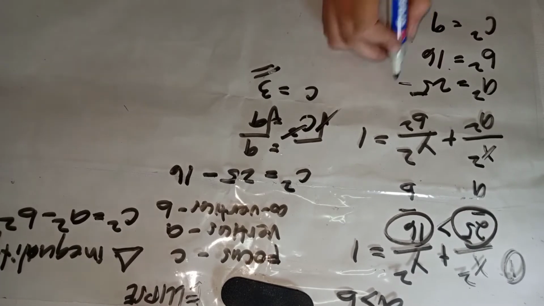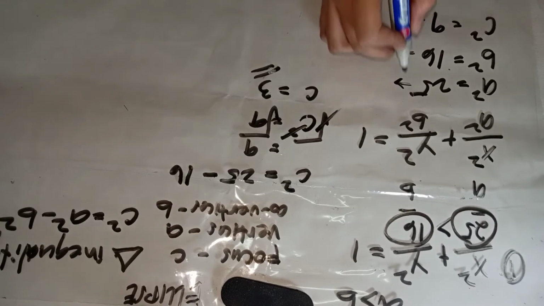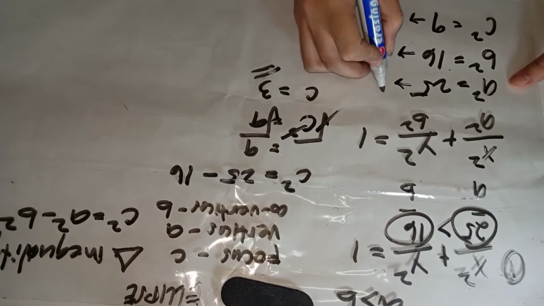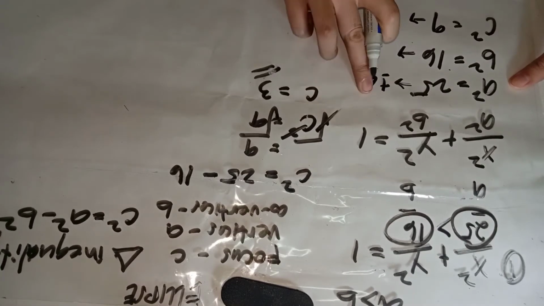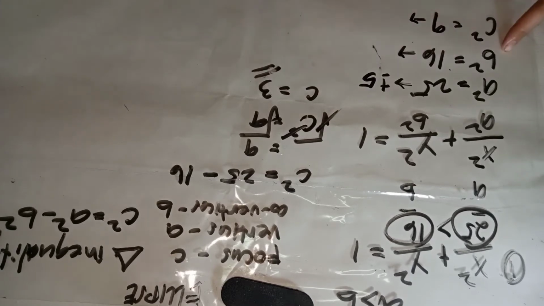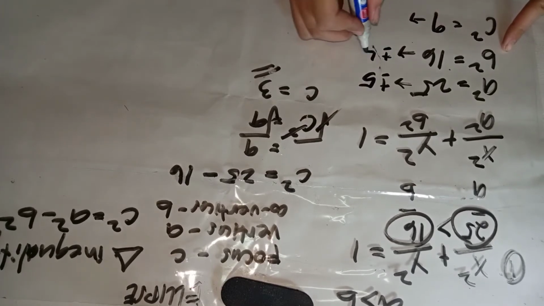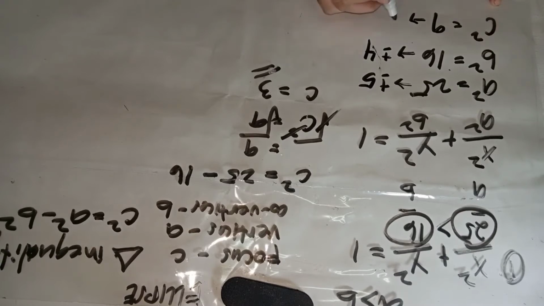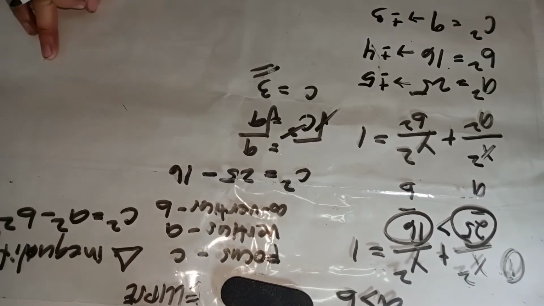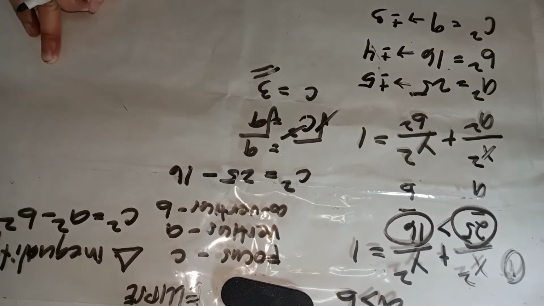So here, what is the value of a? It is positive, negative 5. For b, positive, negative 4. For c, positive, negative 3. Okay? Now, let's do the plotting. Let's do the graph.